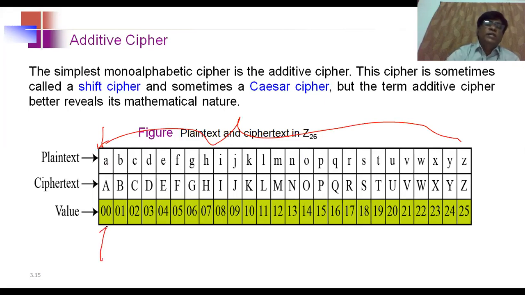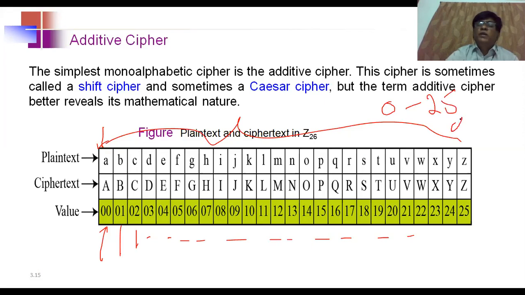Now each character is assigned some numeric value. For example, A is assigned 0, next B is 1, C is 2, like that up to 25. We assign integers 0 to 25 to the alphabets A to Z.